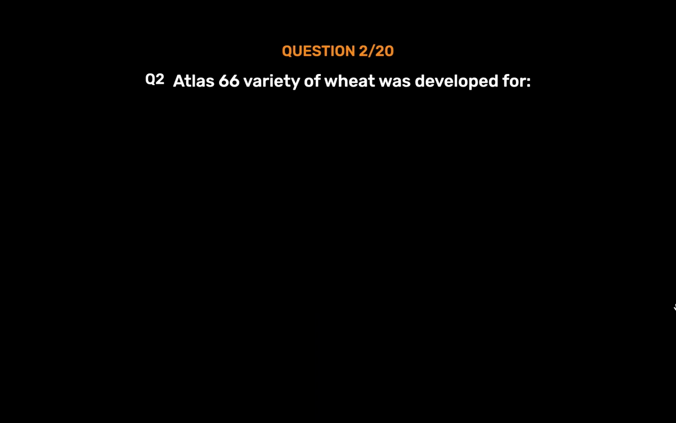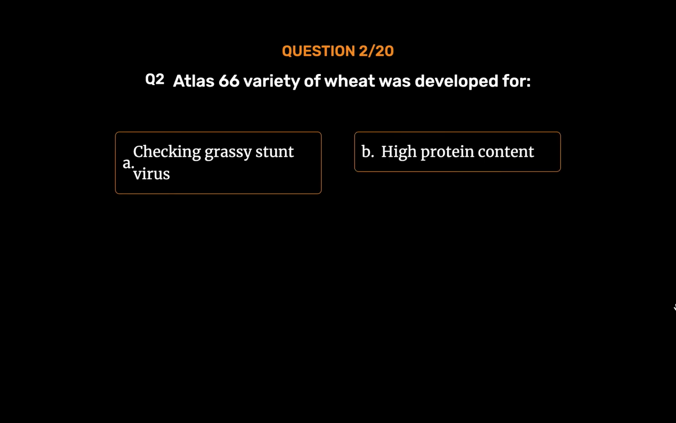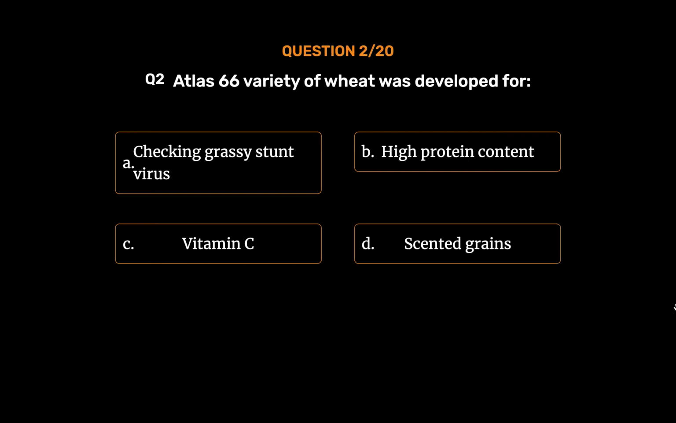Question number 2. Atlas 66 variety of wheat was developed for Option A. Checking grassy stunt virus. Option B. High protein content. Option C. Vitamin C. Option D. Scented grains. The correct answer is Option B.